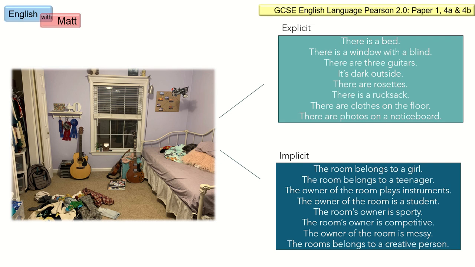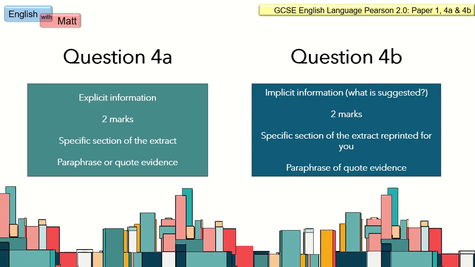So I've always used images to practice the difference between implicit and explicit information. So linking then to paper 1, this is essentially what 4a and 4b are assessing: your ability to write down facts based on what the text directly tells you explicitly in 4a, but then also to look at an extract and be able to make inferences. In other words, what is suggested to you, and that's 4b. And I think in my experience, students always tend to get 4b confused.